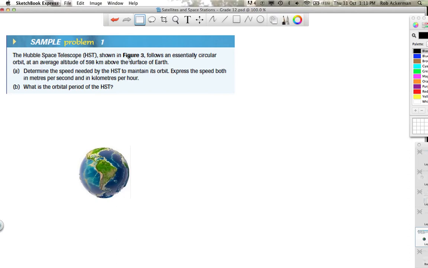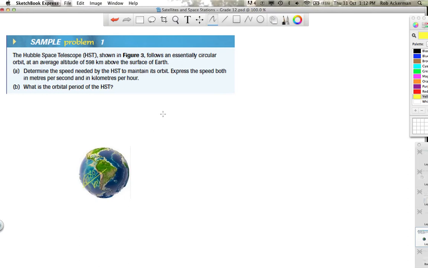They say that the Hubble, now they talk about figure 3, of course, that's in your textbook, Physics 12 by Nelson. I have not included figure 3. What I did is I took a Google Images image of Earth like this. And let's use a little bit of our knowledge about Earth. We know from class that Earth has a radius of about 6,380 kilometers.